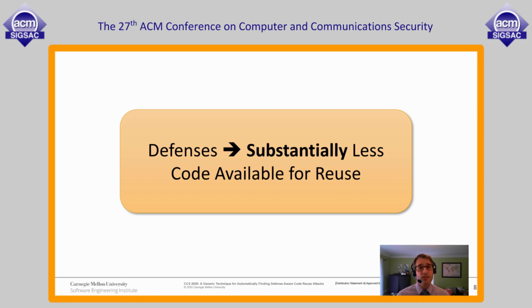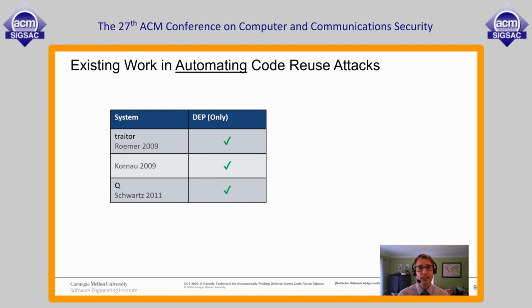The ultimate reason that this can stop code reuse attacks is that code reuse attacks need to find code sequences that have certain properties. And these defenses substantially limit the amount of code that's available for reuse. It means that these special code properties may not actually be available after the defenses have been applied. So that's your crash course in code reuse attacks. Let's now switch gears and talk about automating code reuse attacks.